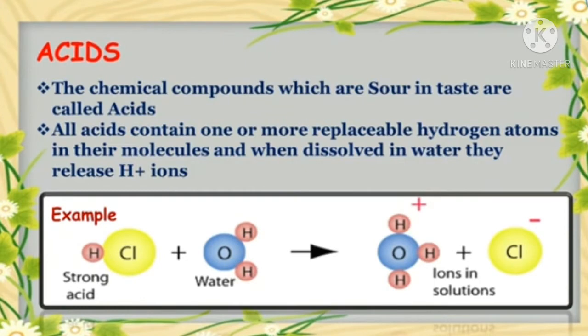Acids. Chemical compounds which are sour in taste are called acids. All the acids contain one or more replaceable hydrogen atoms in their molecules, and when dissolved in water they release H plus ions. The same example: hydrochloric acid plus water combines to form the hydronium ion H3O plus and the chloride ions.